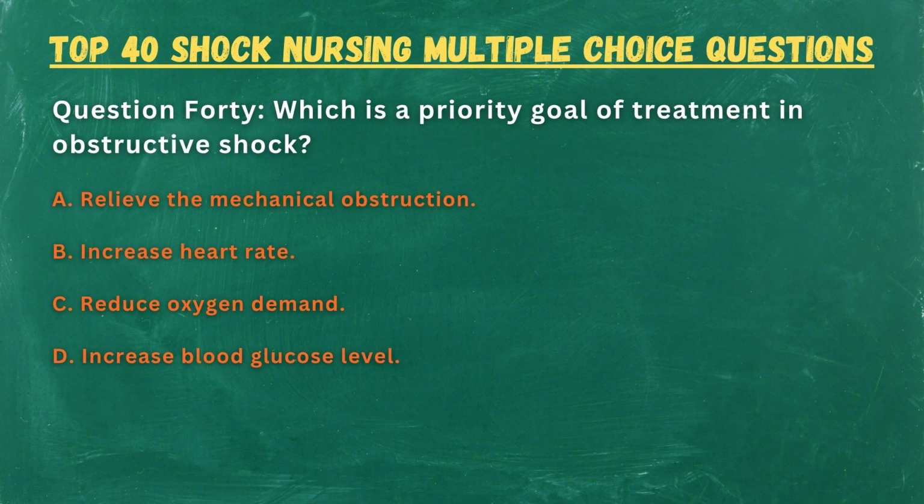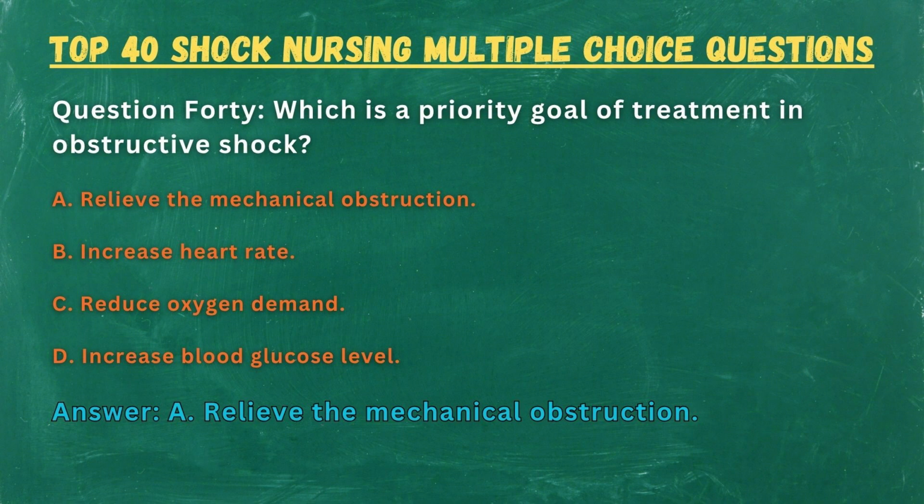Question 40. Which is a priority goal of treatment in obstructive shock? A. Relieve the mechanical obstruction. B. Increase heart rate. C. Reduce oxygen demand. D. Increase blood glucose level. Answer: A. Relieve the mechanical obstruction.